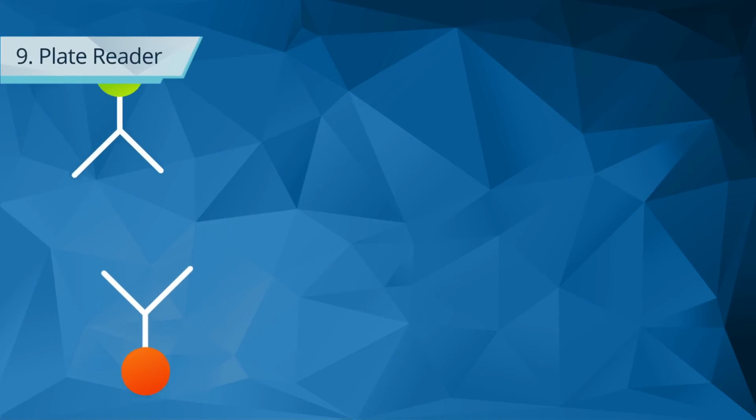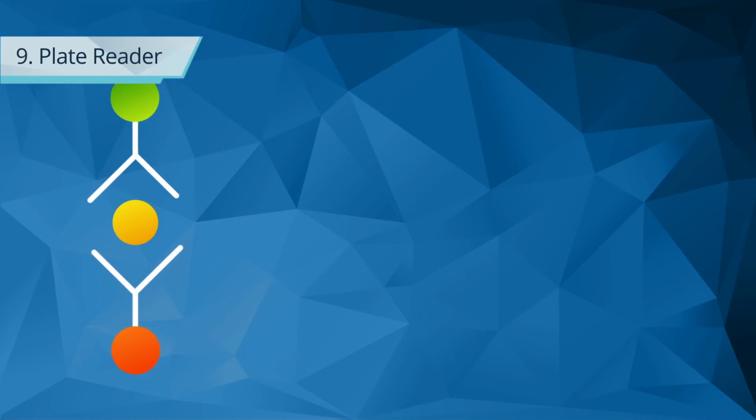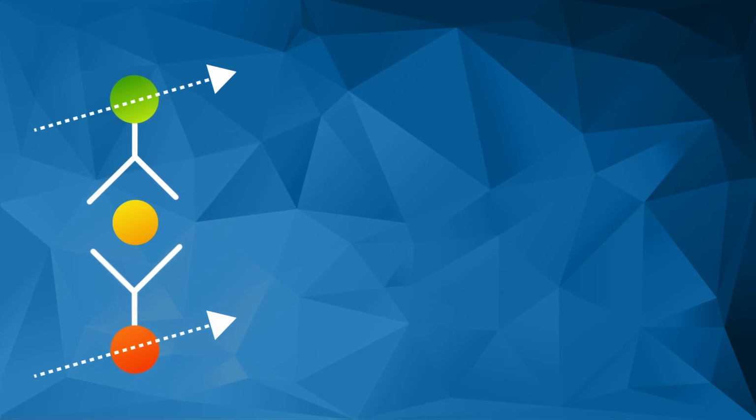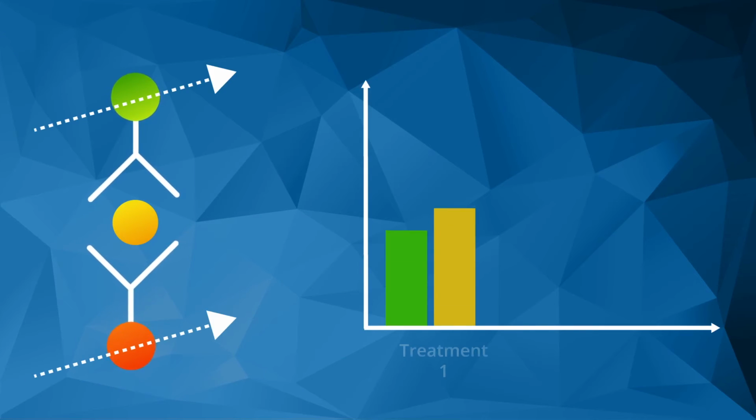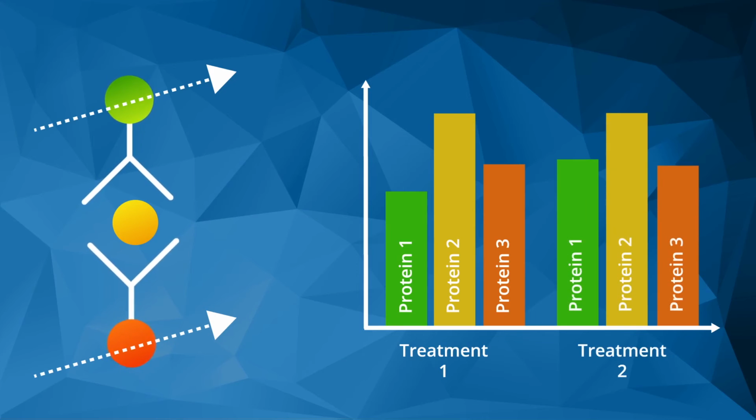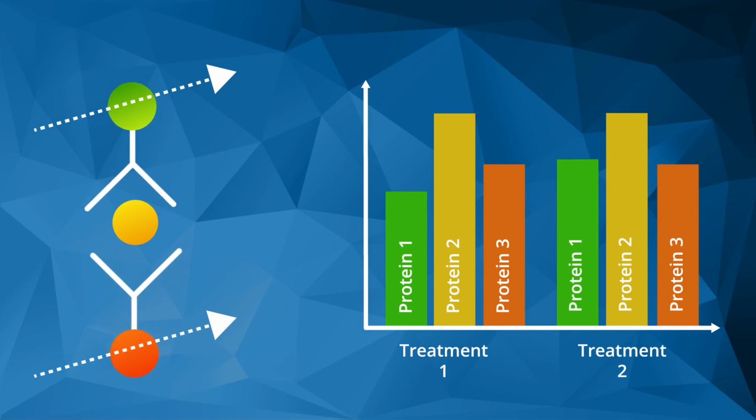In the plate reader, 2 lasers are used to measure the colour of the beads and the detection of the fluorescent tag. This tells us how much of each colour bead is present in the sample, therefore indicating how much protein was in the test sample.